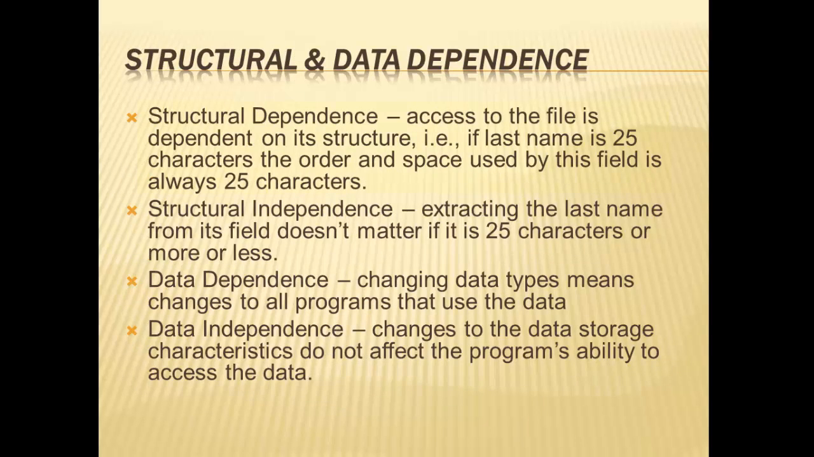With file systems, we had structural dependence in our data. We would need to change our programs if we wanted to change the size of the data in a field. If the last name is 25 characters, the last name will always use 25 characters. This means that our file also has data dependence. Changing the data types also means changing all programs that use the data. If you change the format of a date, you would have to change all programs that use that date. If you needed more characters in the last name field than 25, you would have to change all programs, change the data to the larger amount of data, and then change all programs that used it.